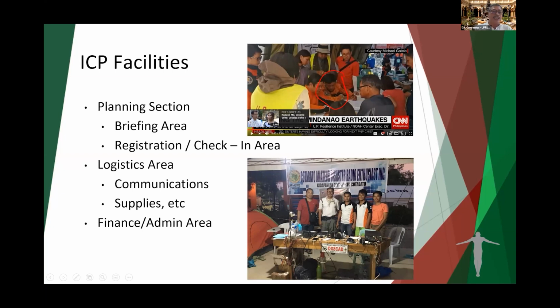Now, they also have the logistics area, and the communications facility in the picture on the right. This is the communication center manned by elements of DX8 CAD, the Cotabato Amateur Disaster Radio Enthusiast. And incidentally, I trained these four guys and helped them get their licenses. You may also have the finance and admin area.